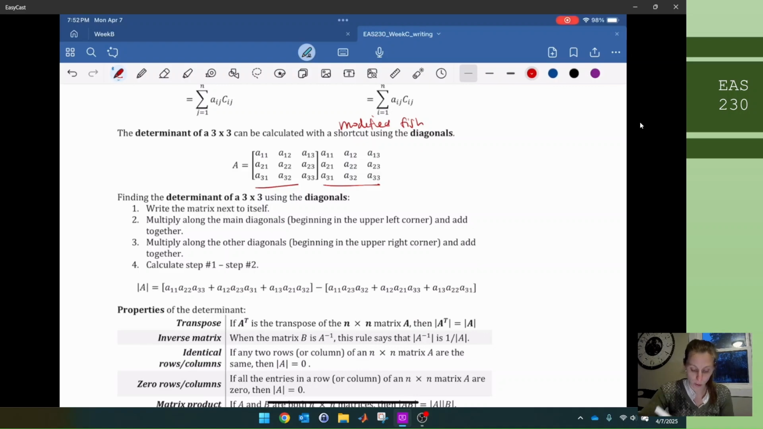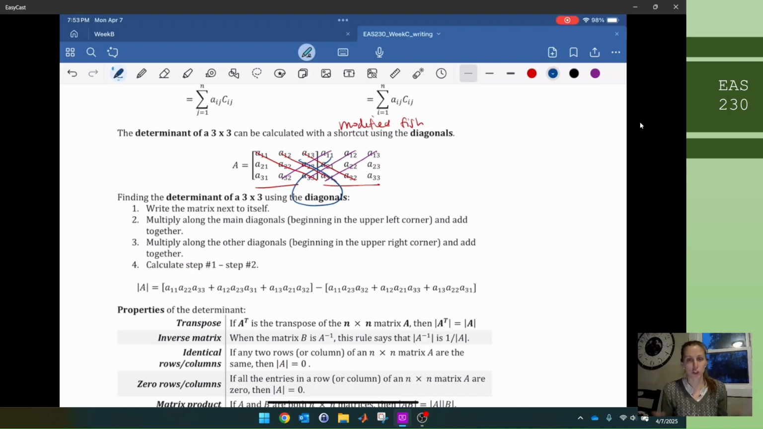So beginning in the upper left corner, this diagonal, this diagonal, this diagonal. Add them all together. And then I take my other diagonals. I'll make it a different color, I'll make it purple. This diagonal, this diagonal, this diagonal. So all my red numbers are multiplied by each other and added together. All my purple numbers are multiplied by each other and added together. And then, as my fish, I take these numbers minus these numbers.